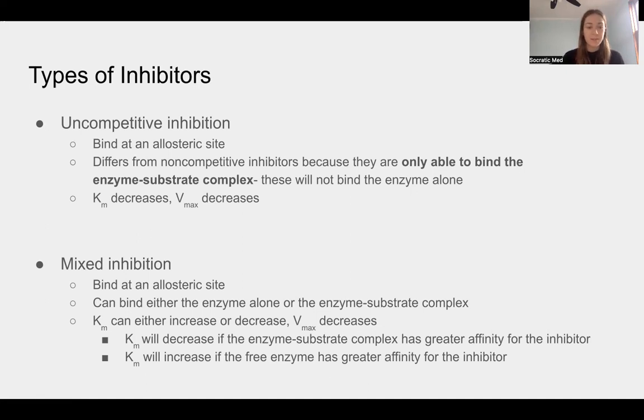Mixed inhibition is inhibitors that can bind either the enzyme alone or the enzyme substrate complex. So it's a mix of uncompetitive and non-competitive inhibition. Km can either increase or decrease, but Vmax will always decrease. Km will decrease if the enzyme substrate complex has a greater affinity for the inhibitor, so if it closely resembles an uncompetitive inhibitor. And Km will increase if the free enzyme has a greater affinity for the inhibitor.